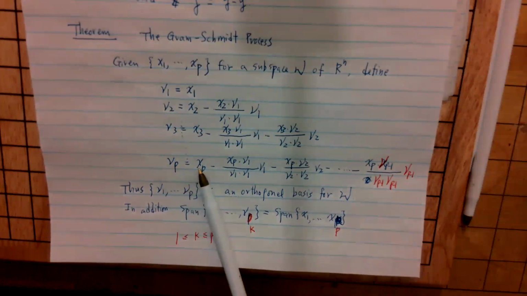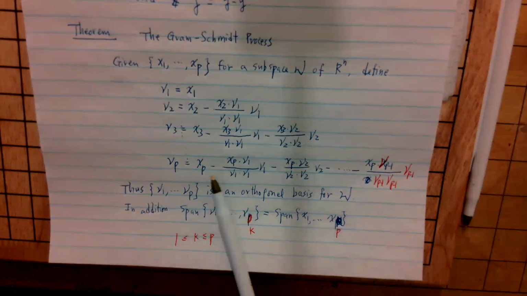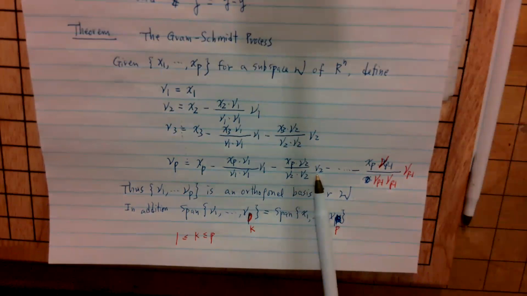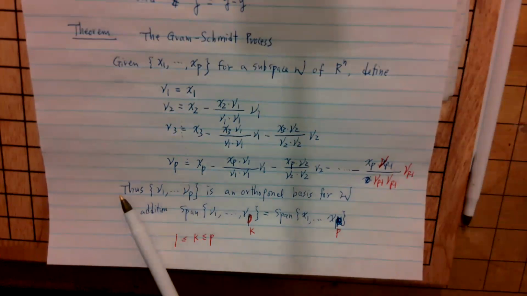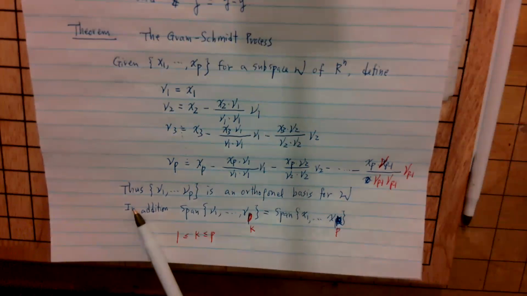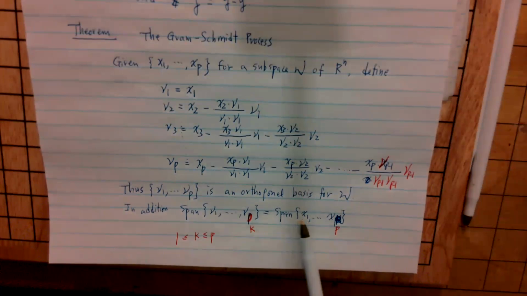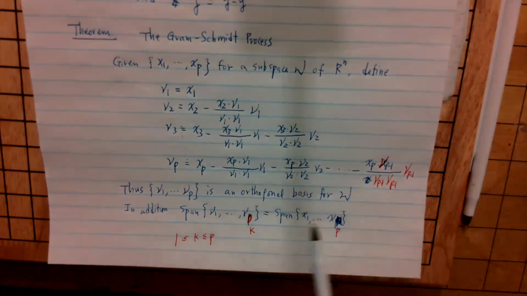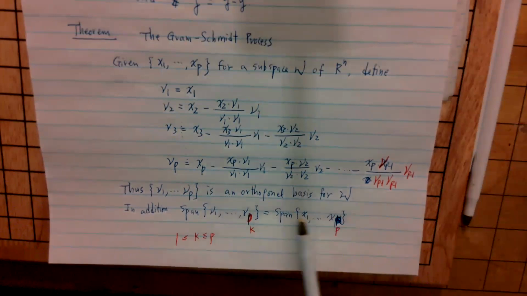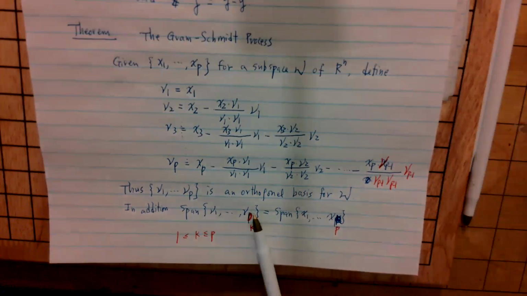vp is equal to xp, and by this construction, you can believe vp will be perpendicular to v1, v2, all the way up to v(p-1). Thus, v1 to vp is an orthogonal basis for W. In addition, the span of x1 up to xp can be only k if there is linear dependency between x1 to xp. They were expressed by those orthogonal sets, and those orthogonal sets will form a basis. So this is an orthogonal basis, okay?